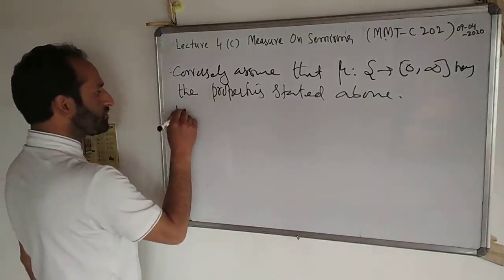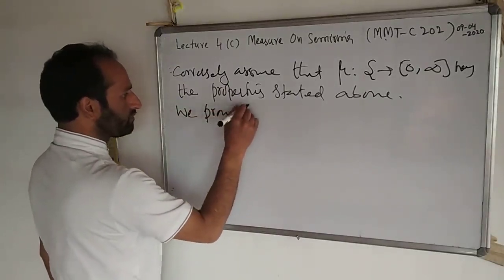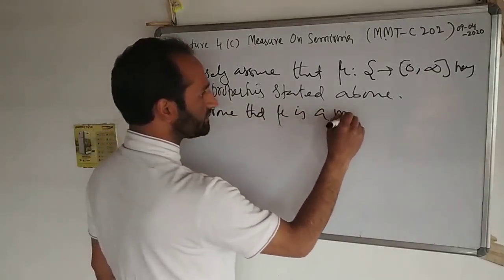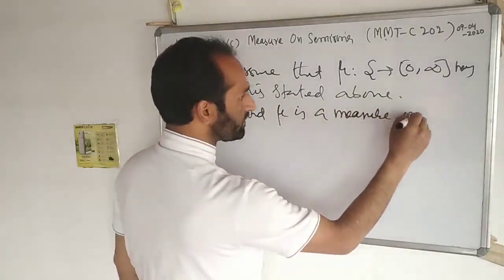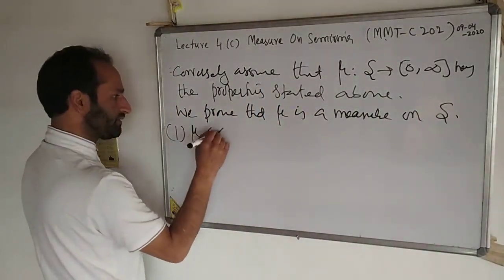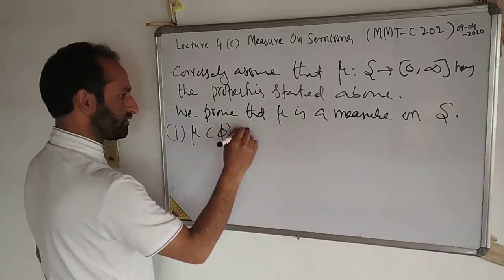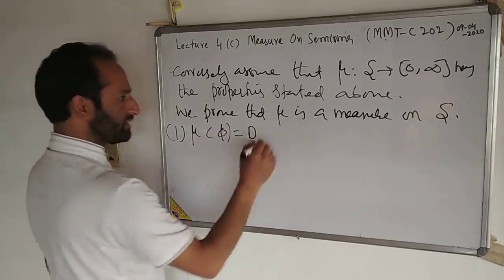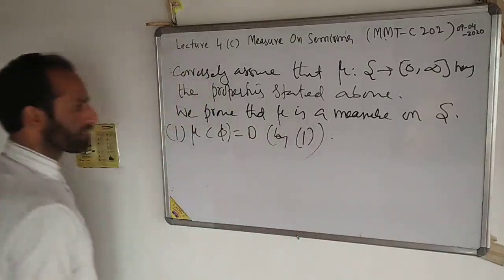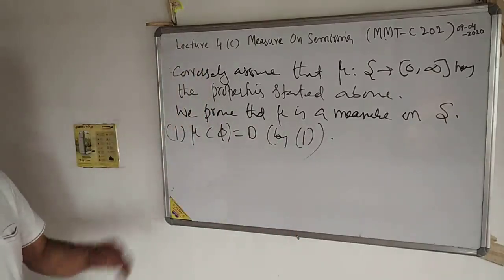We prove that mu is a measure on S. So the first property, mu of phi is 0. Mu of phi, so that's here, it's by property 1. Already, that's already there.